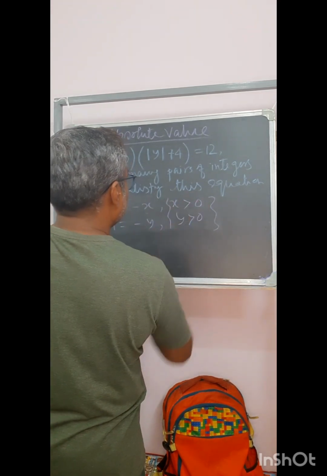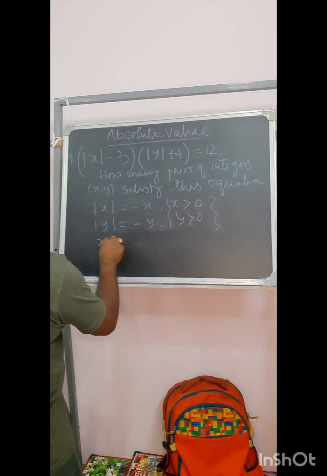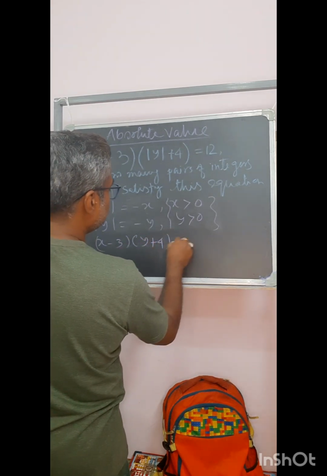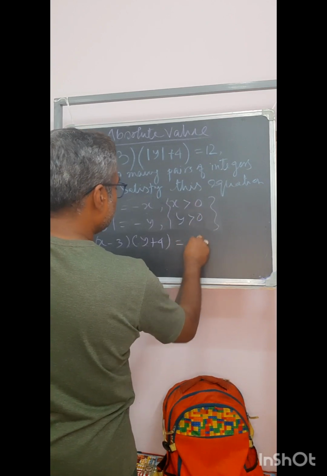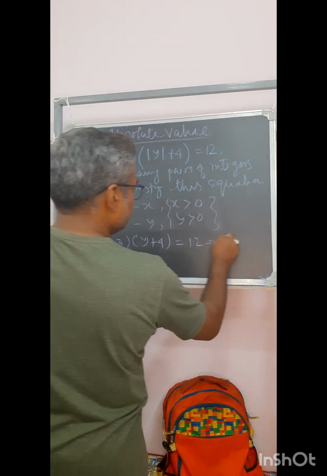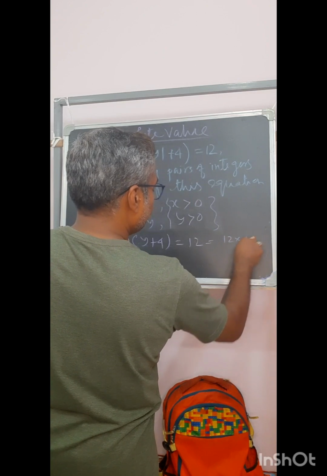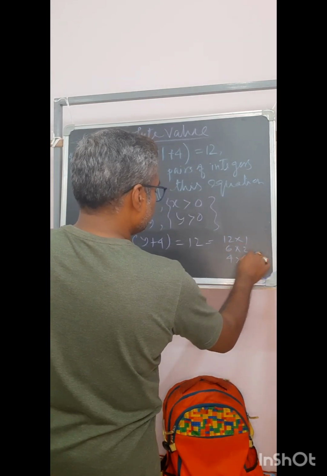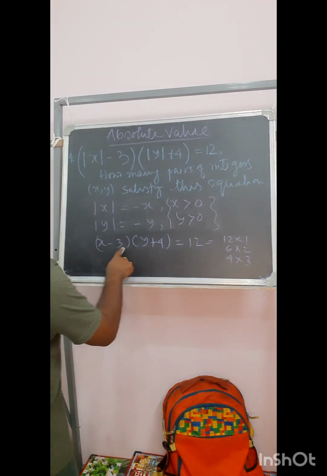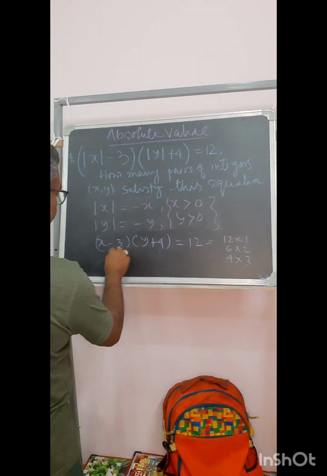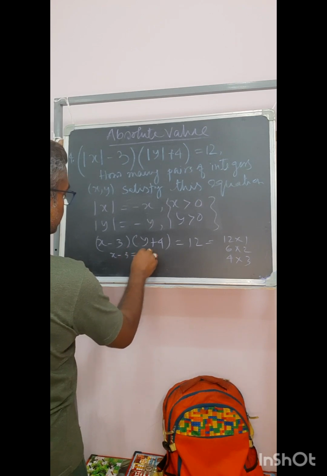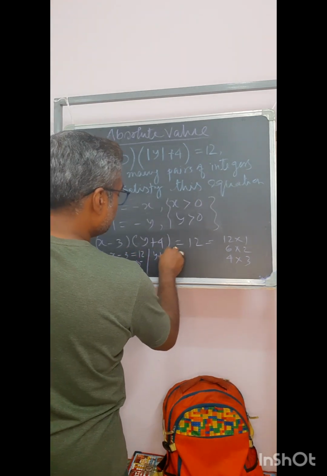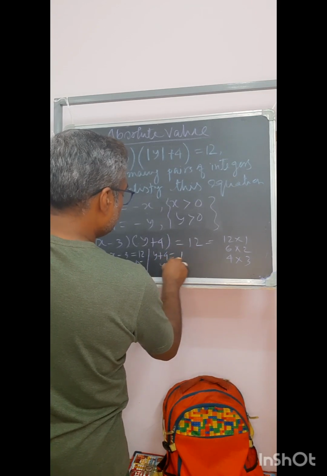Coming to the third one, x greater than 0, y greater than 0. So in that case x minus 3 and y plus 4 will come into the picture, because both are positive, 12. Now see, this again is 12 into 1, 6 into 2 and 4 into 3. So if I consider 12, x minus 3 is equal to 12, so x is equal to 15, satisfying. Then in that case the other one has to be 1, so y is equal to minus 3.